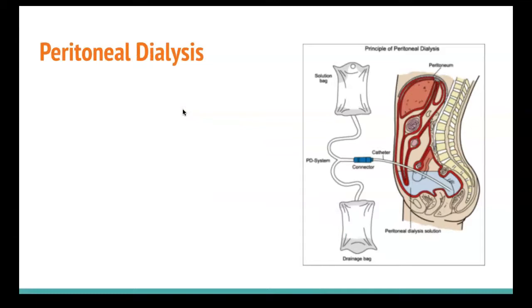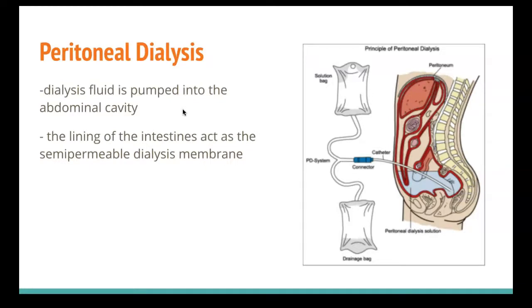Peritoneal dialysis is a little bit different. This time, instead of using a dialysis machine, you're actually using your abdominal cavity and the lining of your intestines as a semi-permeable membrane. So we pump dialysis fluid into the abdominal cavity, and then the lining of the intestines acts as that semi-permeable dialysis membrane. We again have to consistently replace the dialysis fluid, and we get rid of the waste into this drainage bag. So it's using the same kind of idea, but just different substances in the process. This one is something that you would normally do at home, whereas hemodialysis might be something that you're doing at the hospital.